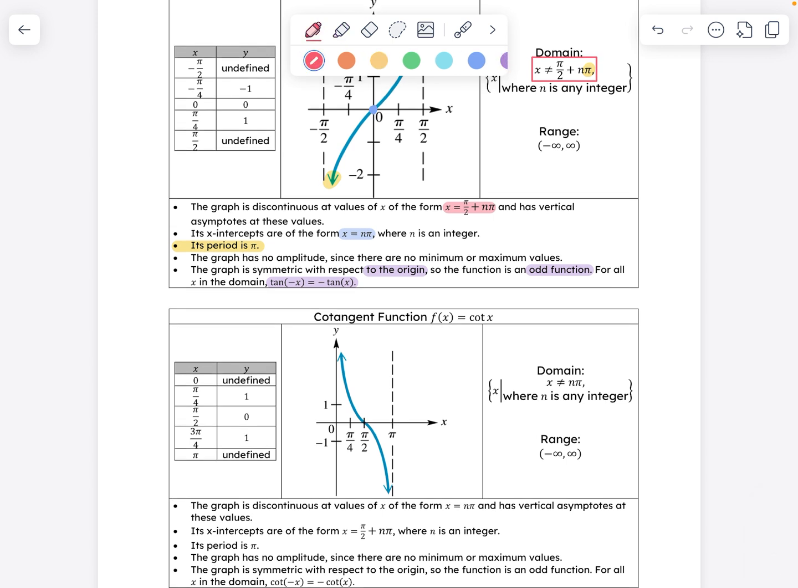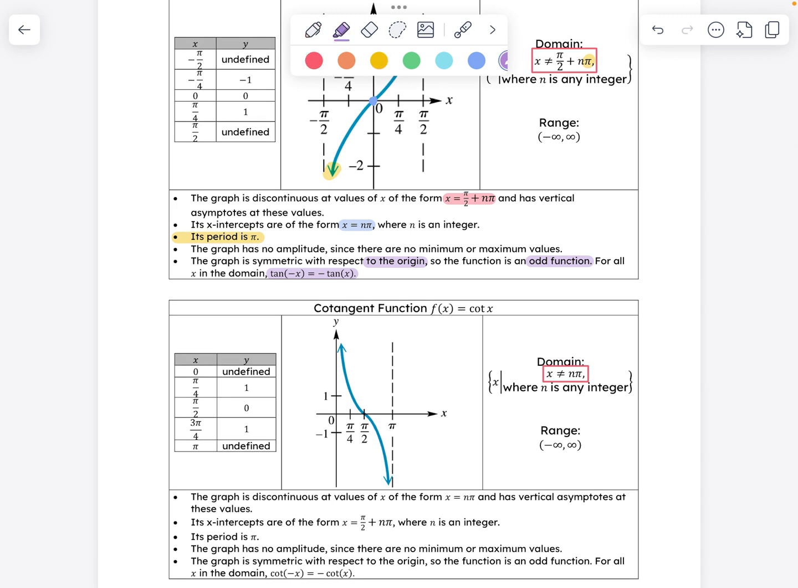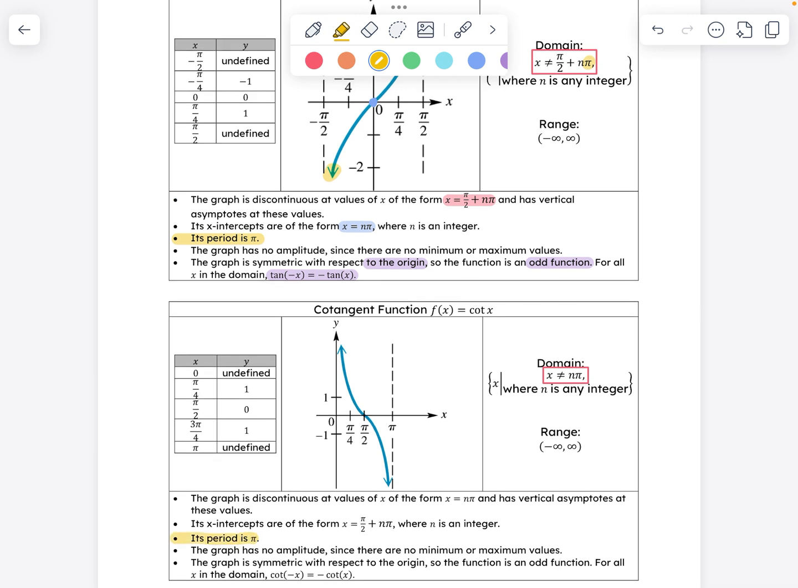Instead of x cannot equal pi over 2 plus n pi, now it's just x cannot equal n pi. So we start at 0, and then n pi would be pi, 2 pi, 3 pi, 4 pi, also in the negative direction. So our asymptotes are a little bit different here. The range is still the same, negative infinity to positive infinity. We still have that same period of pi, and that is up here in our asymptote equation as well.